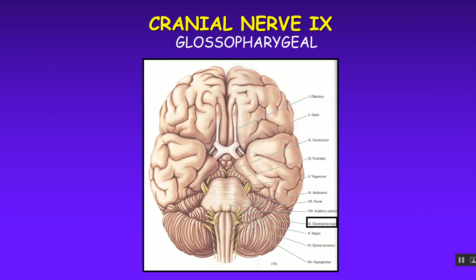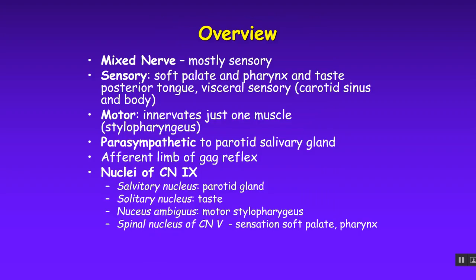Cranial nerve number 9, glossopharyngeal. All right, so you see it there on the diagram. It's a mixed nerve, mostly sensory, which is its biggest component. Sensory of what? Of the soft palate, so the back of the throat, the pharynx, and it's also taste for the posterior part of the tongue, and it does bring in some visceral sensory, so it helps manage some of our autonomic function through bringing information from the carotid sinus and body, okay? It does have a small motor component, just motor of one little muscle, the stylopharyngeus muscle, okay?